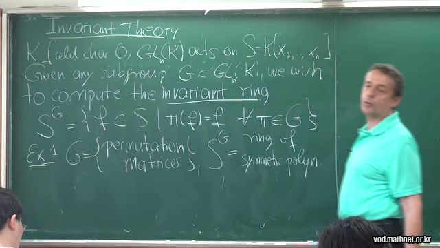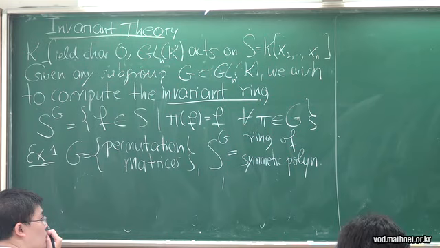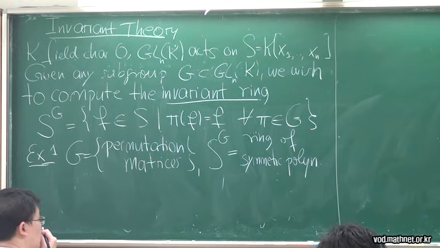So these are polynomials in n variables that are left invariant under permuting any of the variables. And well, that ring is generated, I think most of you know this, by the elementary symmetric polynomials and also by the power sums, since we're in characteristic zero. So this is a very simple example that is familiar to many. Let's do a second example.